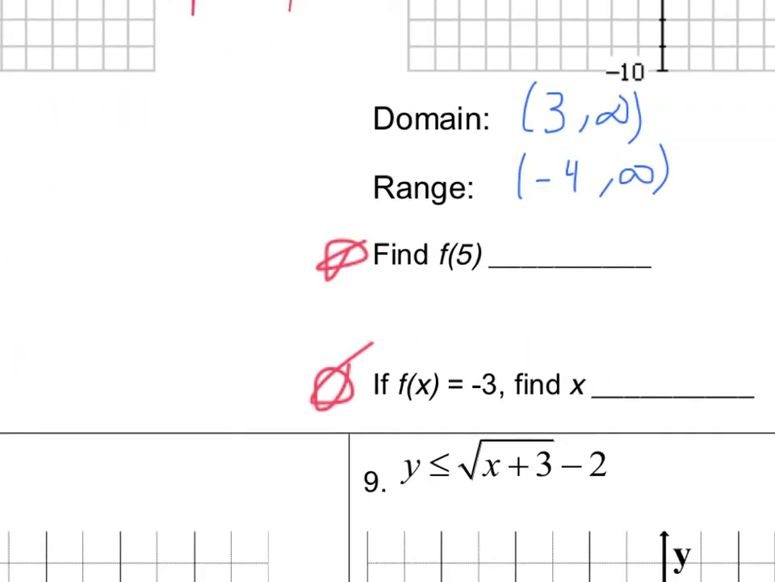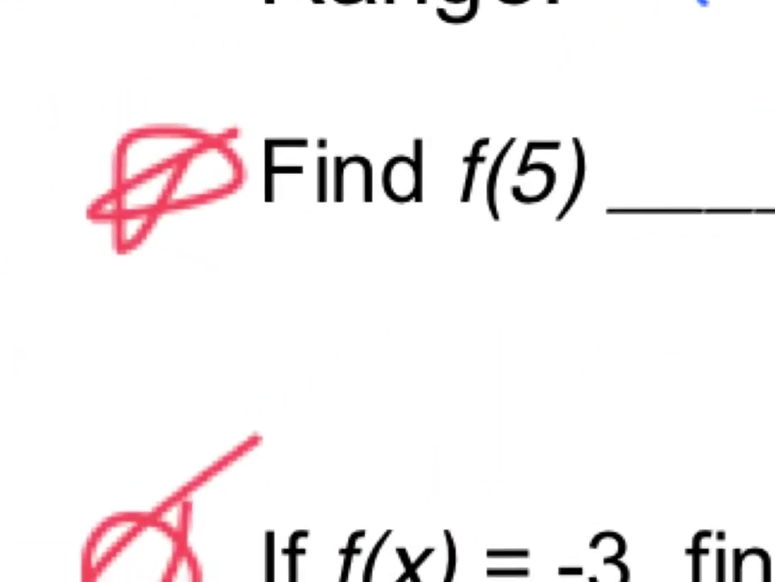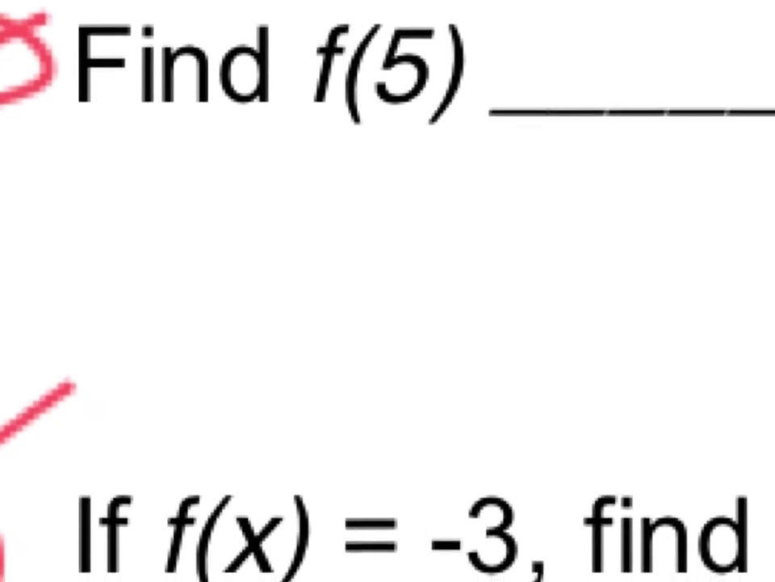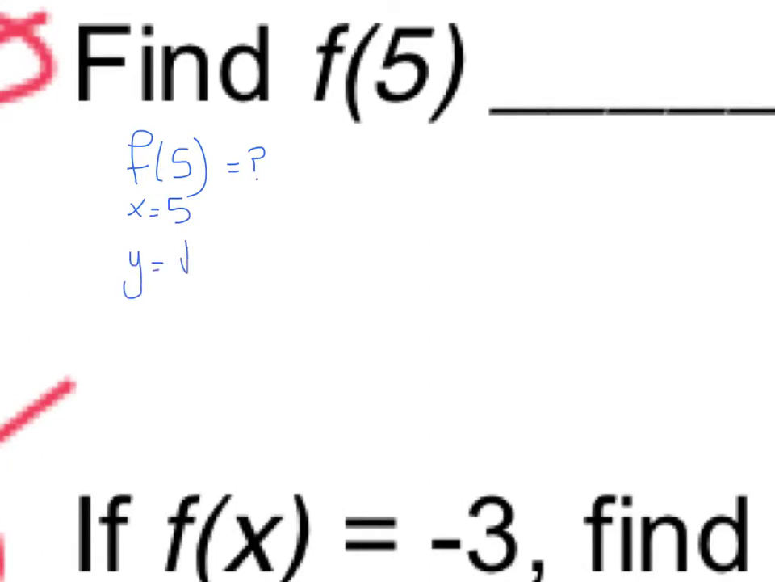The f of 5 of number 7. Pause the video and then play it again. So f of 5 is equal to what? It means you have to plug in x equals 5 and find y. So y is equal to square root of x minus 3 minus 4. That is your function. So you plug in a 5 instead of x and copy everything else.